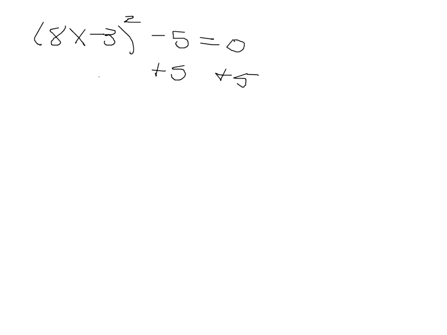Okay, so another example, the next one is (8x - 3)^2 - 5 = 0. Now this would be kind of weird to see associated with a parabola, but it might happen in other situations and applications. So to do the square root method, we add 5 to both sides.